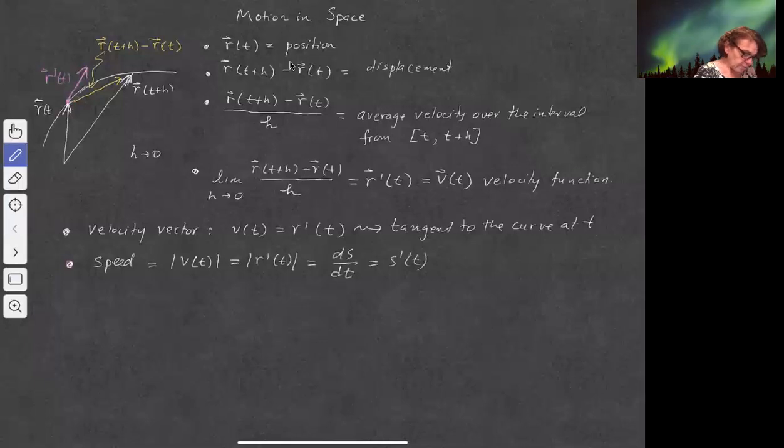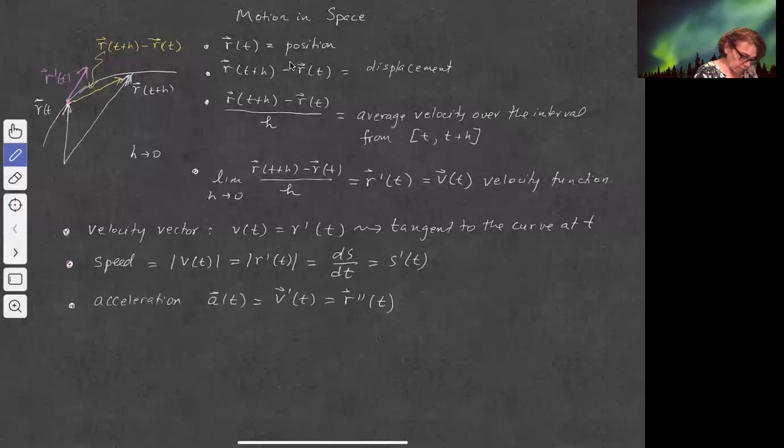And in physics, we also talk about the acceleration vector. So the acceleration, we're going to call it a(t), is the rate of change of the velocity with respect to time. So it's v prime of t, or it would be the second derivative of the position with respect to t.